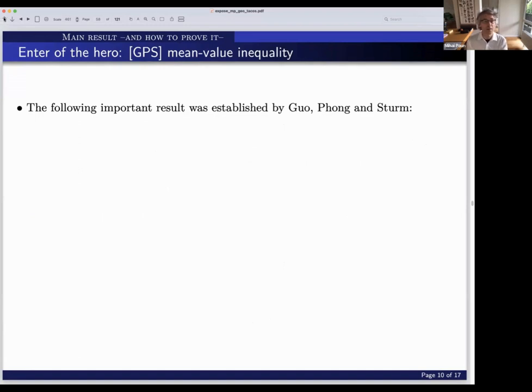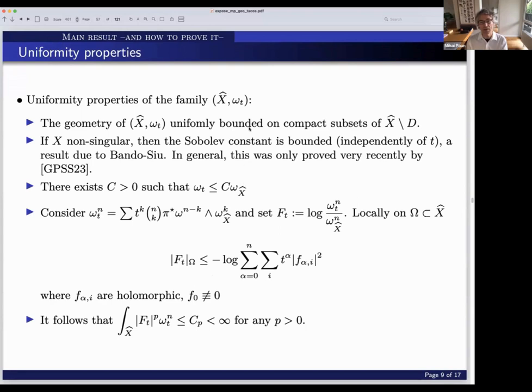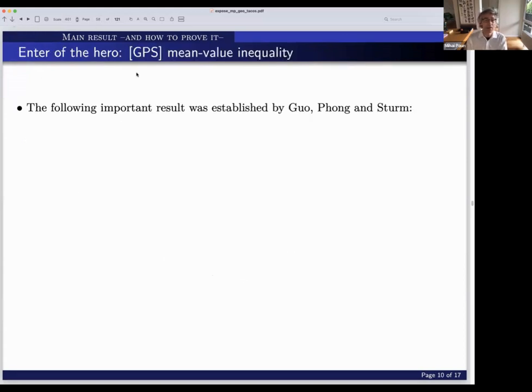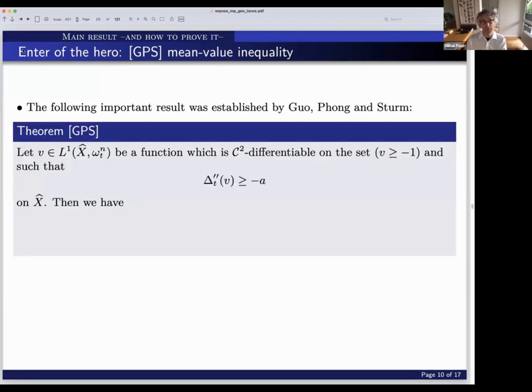Again, the uniformity properties of this family of Kähler metrics are crucial, and what we have at hand is not great, right? Because there are many important geometric invariants which are missing. But then something wonderful happened. Guo and Sturm came up with a very general mean value inequality, which happened to be exactly the result we needed in order to move on with the proof of the result.